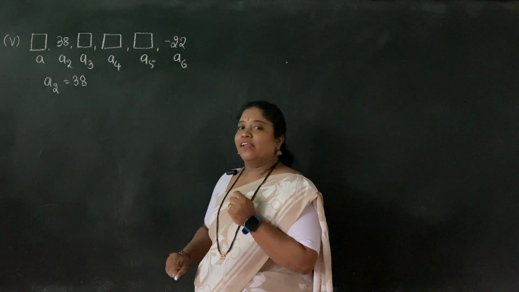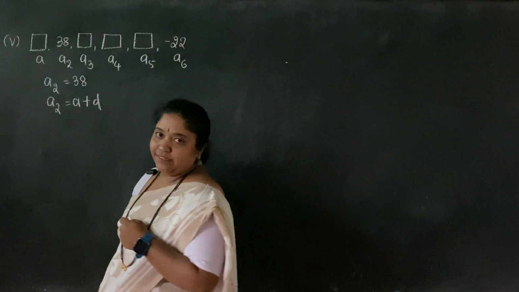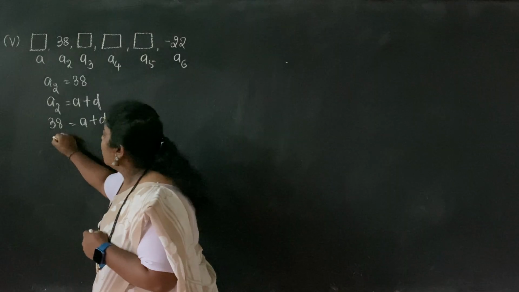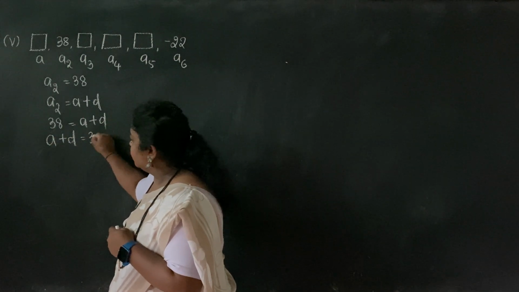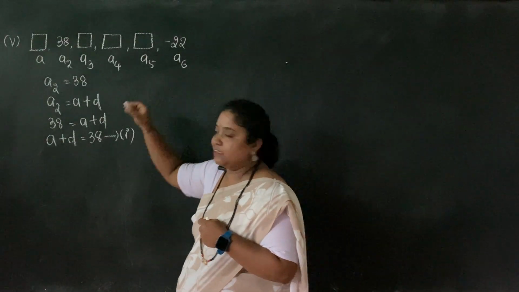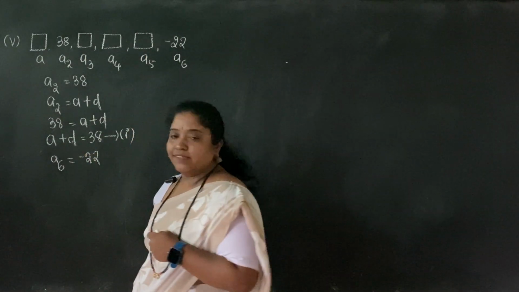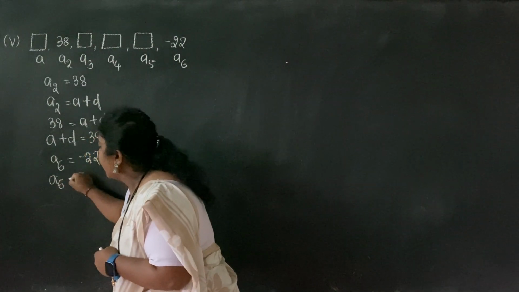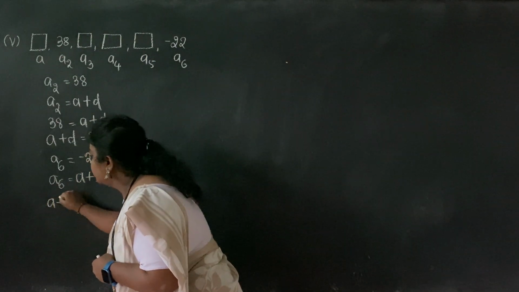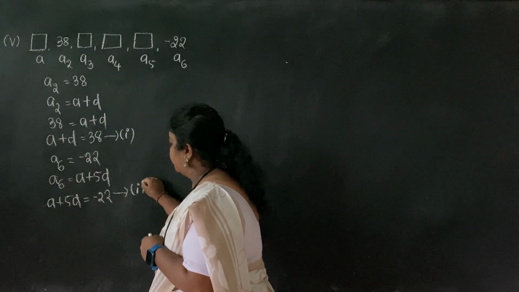Okay, so how can I write A2 as, my dears? A2 can be written as A plus D, isn't it? Now A2 value is 38. 38 is equal to A plus D, or I say A plus D is equal to 38. Let it be equation number 1. Is it right? Okay, now look at the board. A6 is provided also. A6 is equal to how much, dears? Minus 22, isn't it? Now you know, how can I write A6 as? A6 can be written as A plus 5D, or I say A plus 5D is equal to minus 22. Let it be equation number 2.